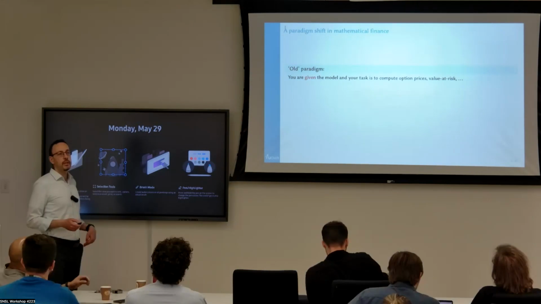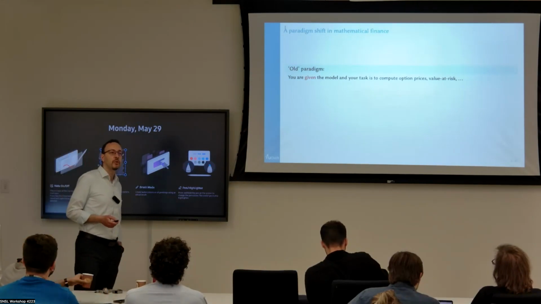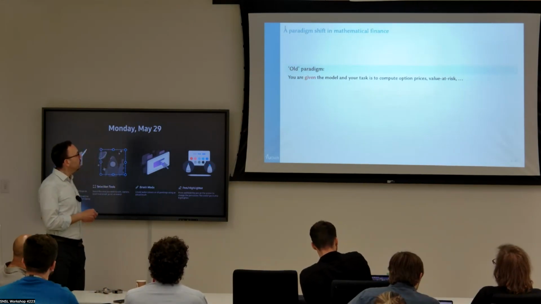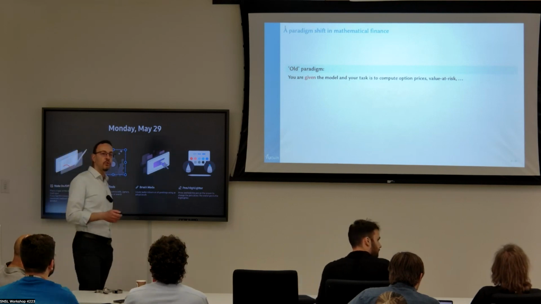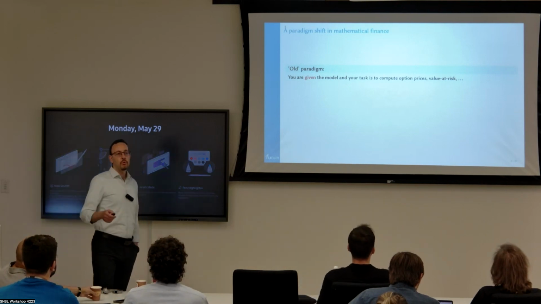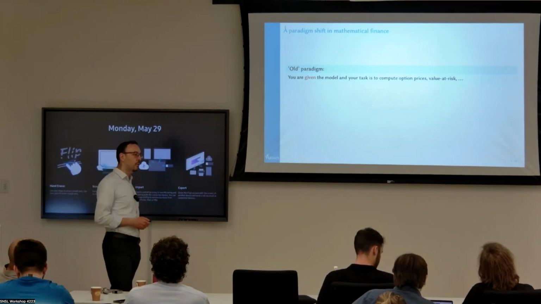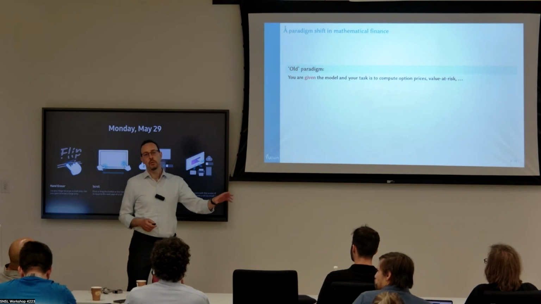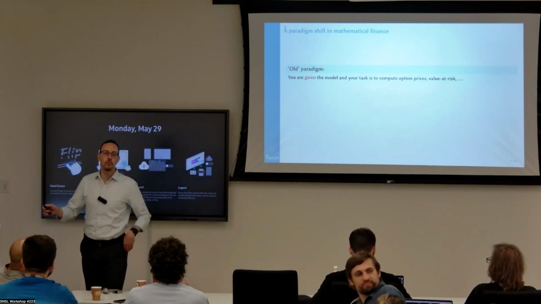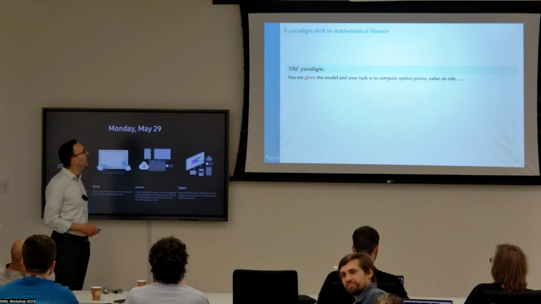So the old paradigm in mathematical finance, which is still prevalent, of course, it is not outdated, tells you that you are given a model, and then your task is to do something given this model. So compute the option prices, compute the risk measure, do hedging strategies, and so on and so forth. Okay, but then you have a model, you assume that this is the correct model, and then you need to do everything else based on this model.